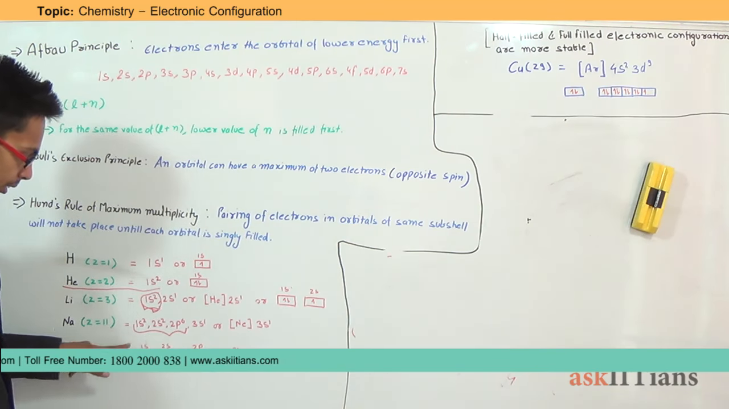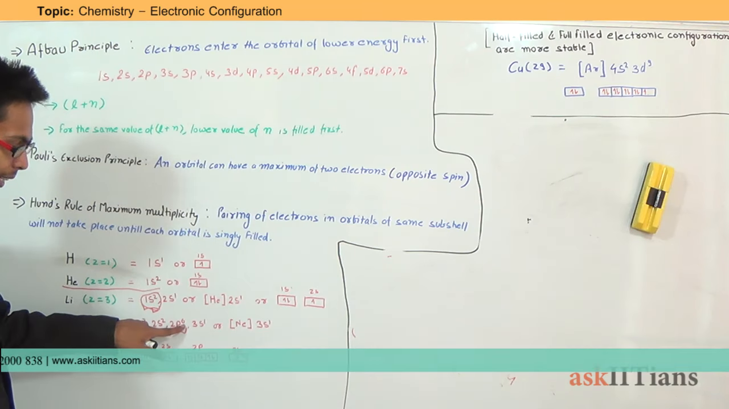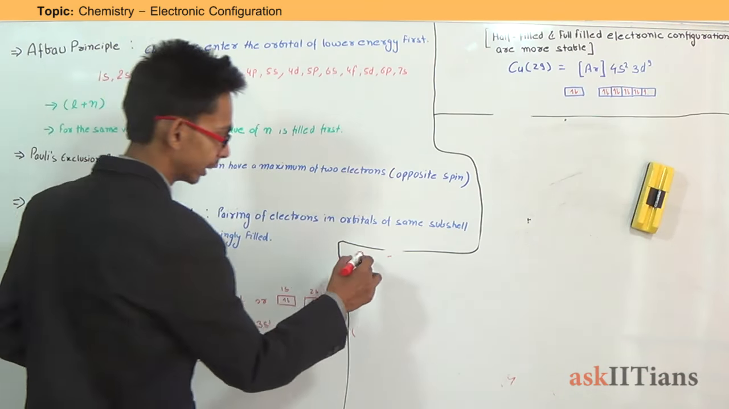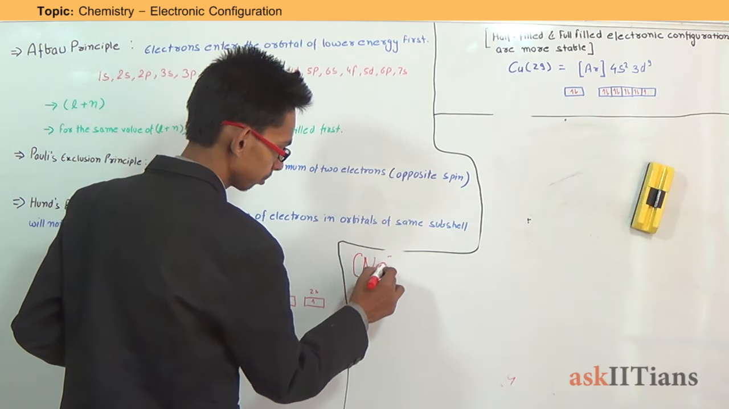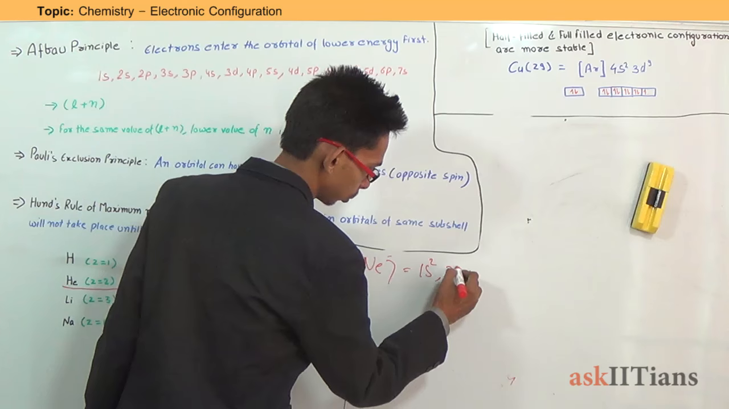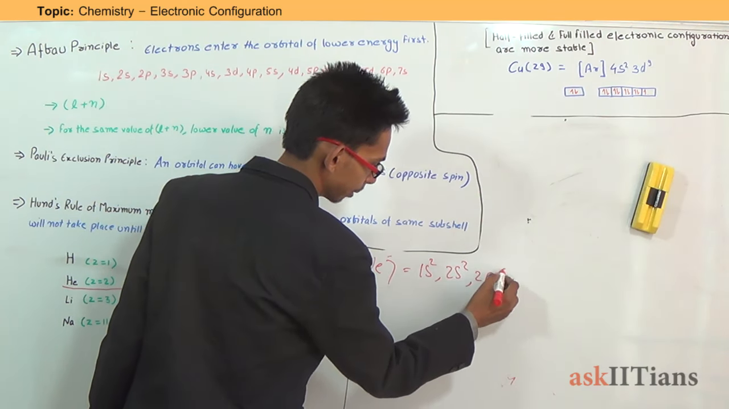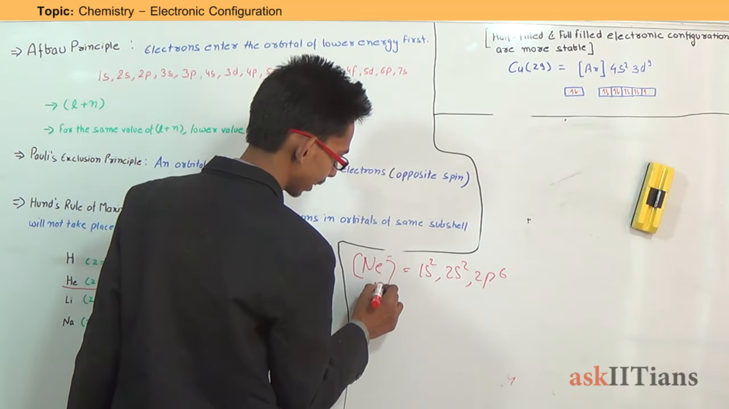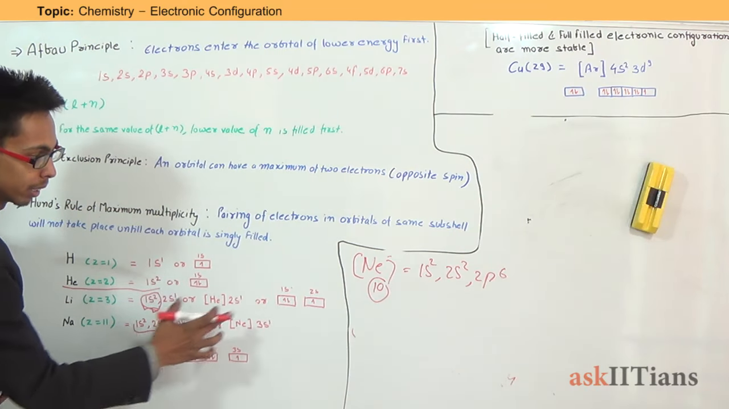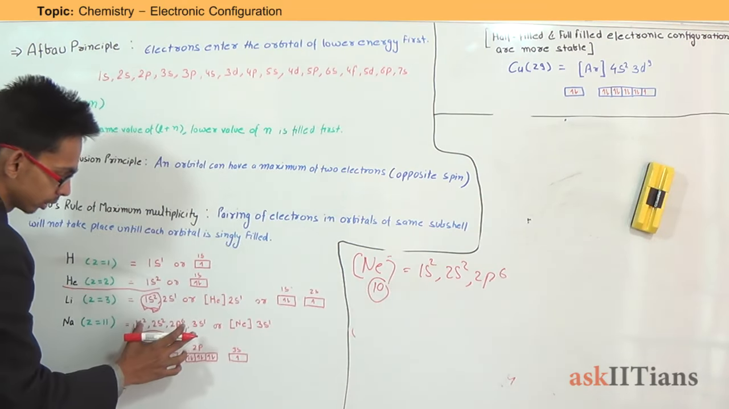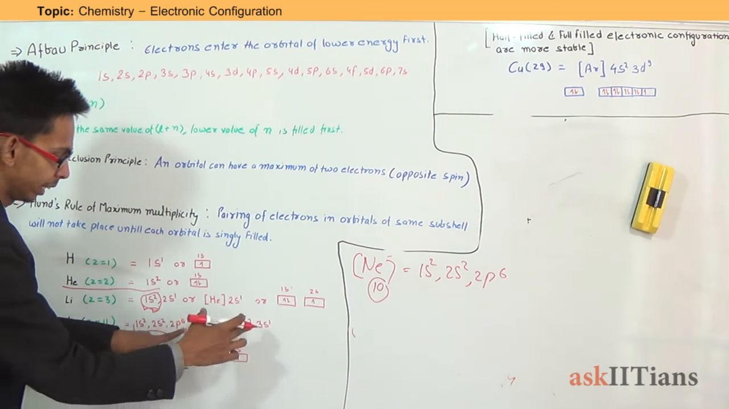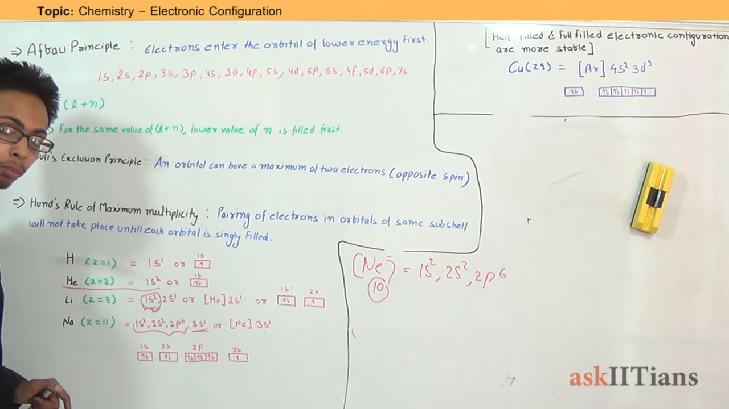If you see this part, there are a total of 2, 2, 4 and 6, that is 10 electrons. 10 electrons means neon, which is again a noble gas. What will be the configuration of neon? 1s2, 2s2, 2p6, because the atomic number is 10. So we can replace this part by neon and just write down the remaining part, that is 3s1.